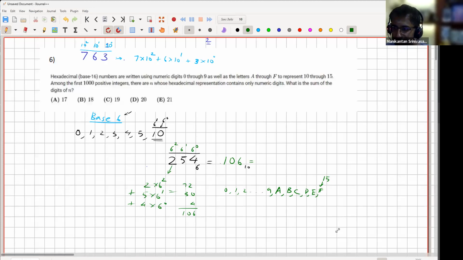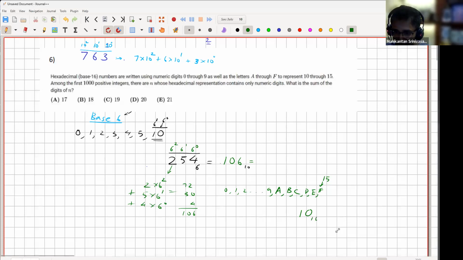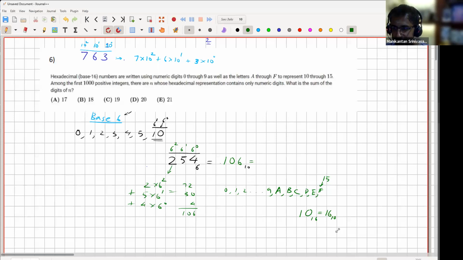So we are able to count 16 numbers using just one digit. When we need to go to the number 16, we need to rely on a second digit. Just like in decimal, to reach the number 10, we needed to go for a second digit. So to reach 16, that's the first introduction to a two-digit number in base 16. 10 in base 16 is nothing but our 16 in base 10. Does it make sense?